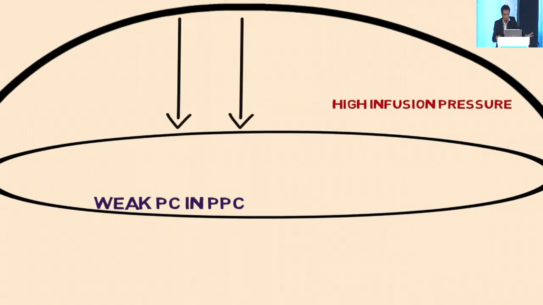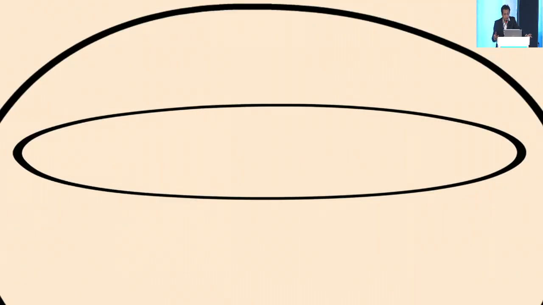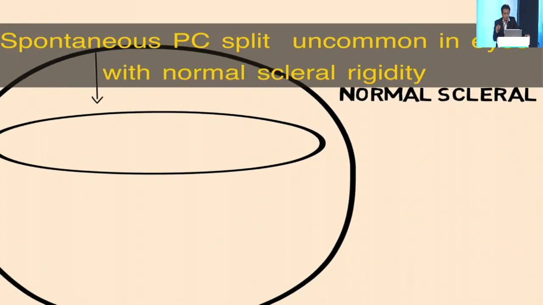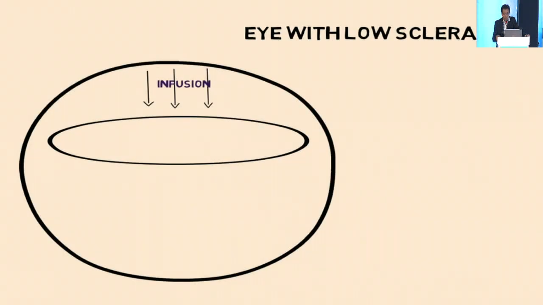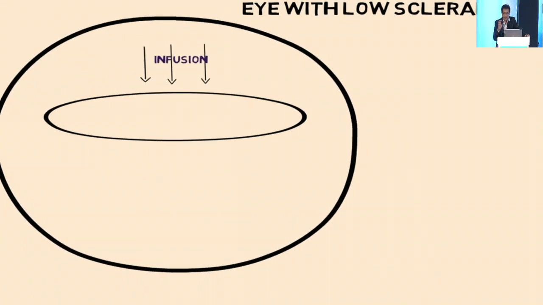Patients, when we have high infusion pressure in people who have weak PC, like in PPC, it ruptures. But you need to understand why it happens. It doesn't happen so often in people who have normal scleral rigidity. But it happens more often in the younger and lower eyes, because the sclera is elastic in these eyes. It has a tendency to expand.